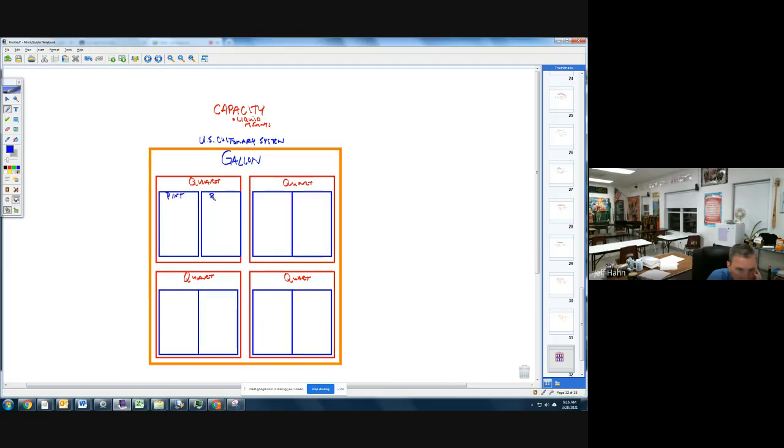Pint, pint, pint. I don't know why I keep wanting to put an R there. I think the R just comes naturally when I do this. Pint.